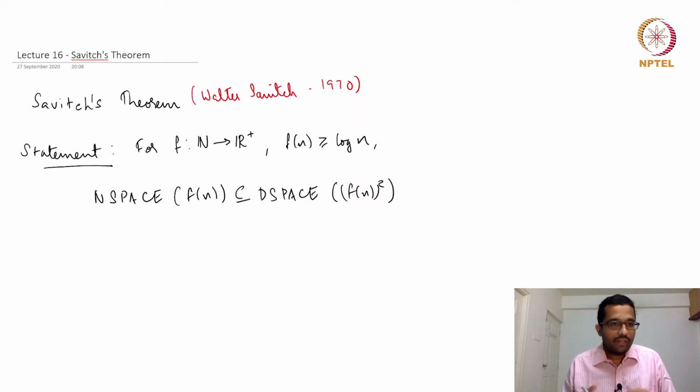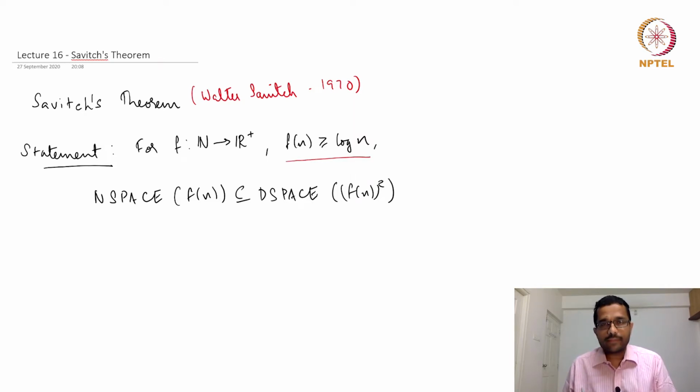So you can go from a non-deterministic space-bounded machine to a deterministic space-bounded machine by just squaring the space required. You can give up non-determinism in exchange for squaring the amount of space that is required. And like I said in one of the previous lectures, we always assume f(n) to be at least log n.